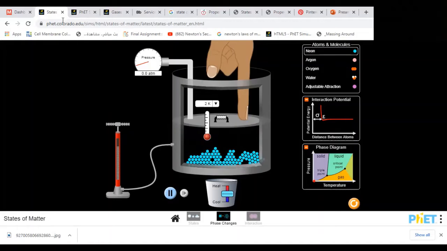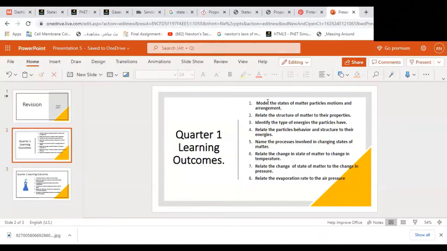Okay, so now what we did, we have covered the particles' arrangement and motion and their state of matter, and related them to the properties of the state of matter. We identified the types of energies and how they affect the behavior of the substance, named the processes involved in changing the state of matter, and how temperature affects the change in state of matter. Now let's see pressure.